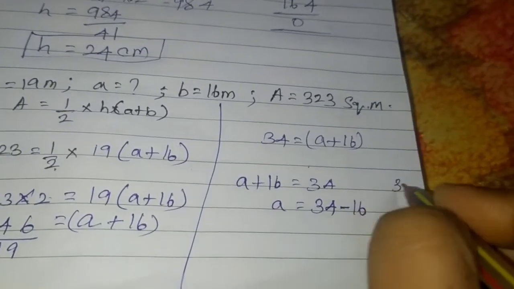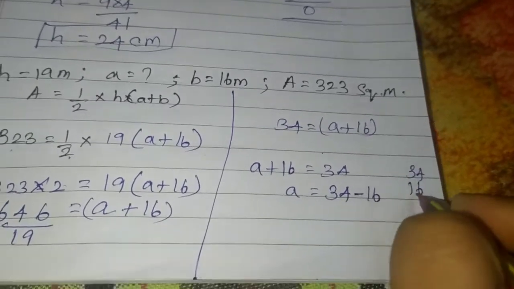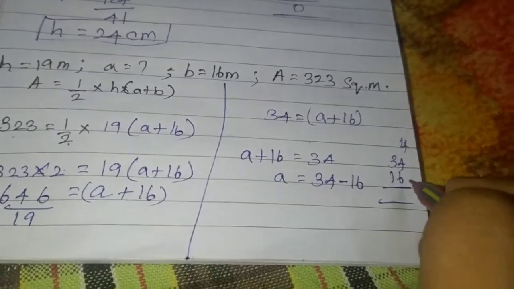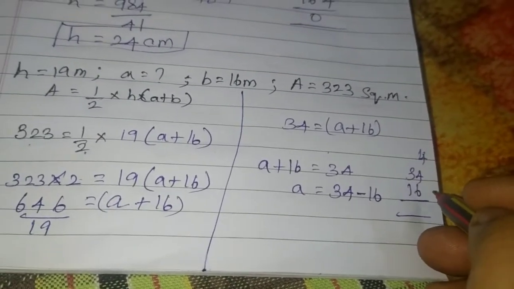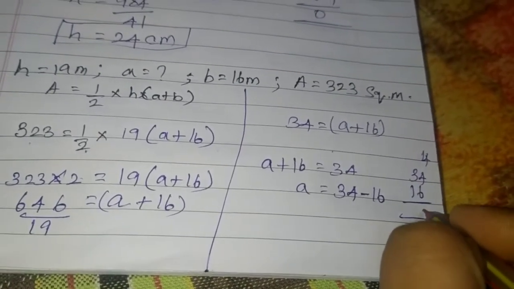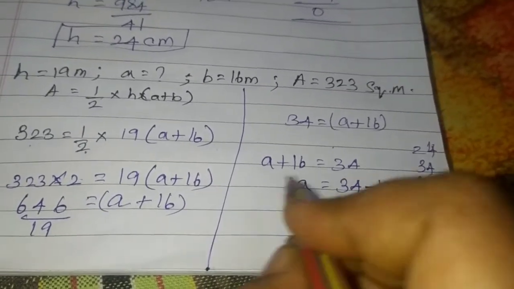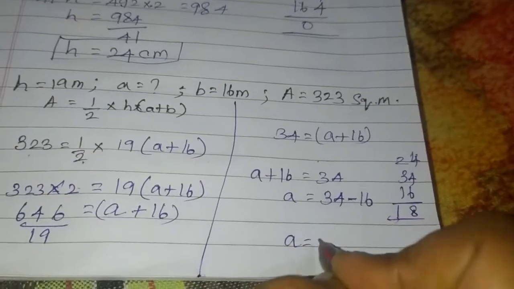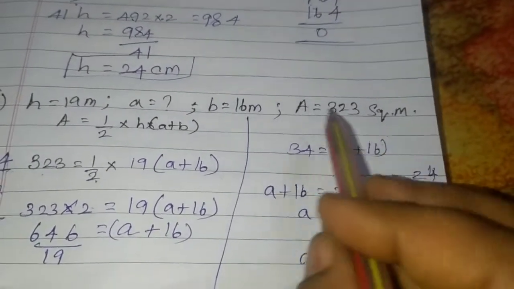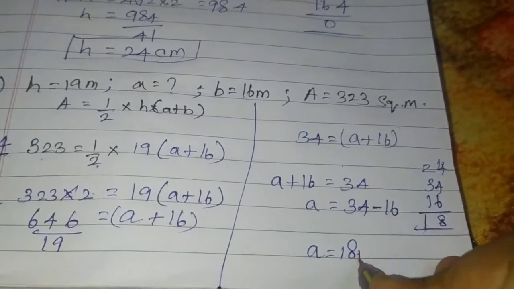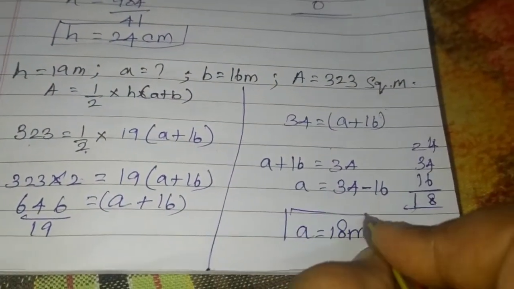Okay, now we want to do the subtraction. 34 minus 16. Okay, 14 you keep it here. 14 minus 6, what will come? 14 minus 6 is 8. Now here 2 minus 1 is 1, so I will get the value. A value is 18. Okay, what have they given here? The meter they given, so we have to mention 18 meter.